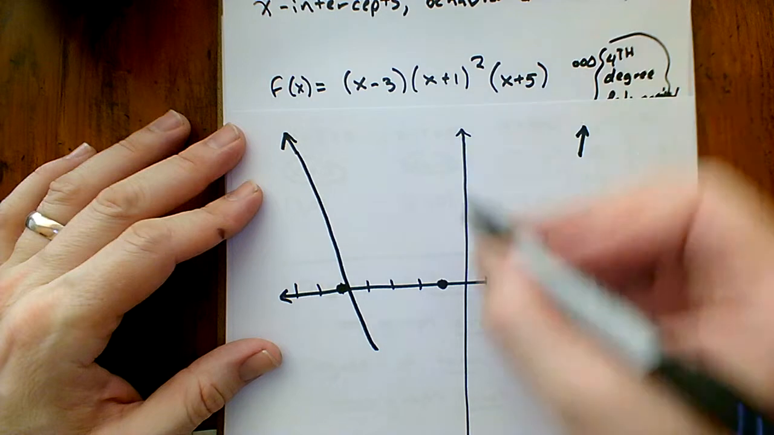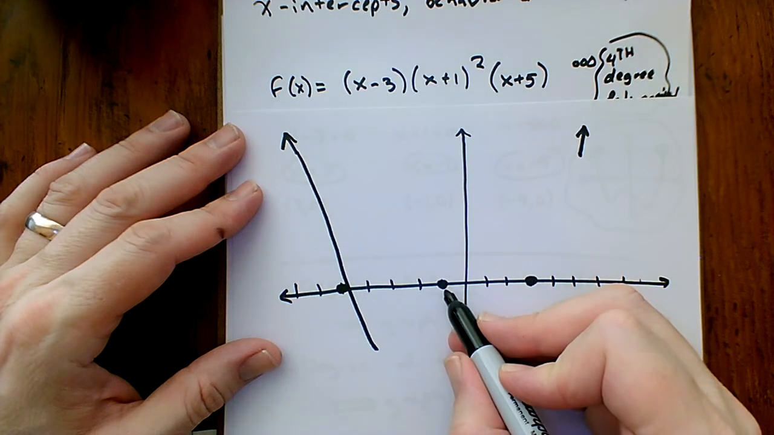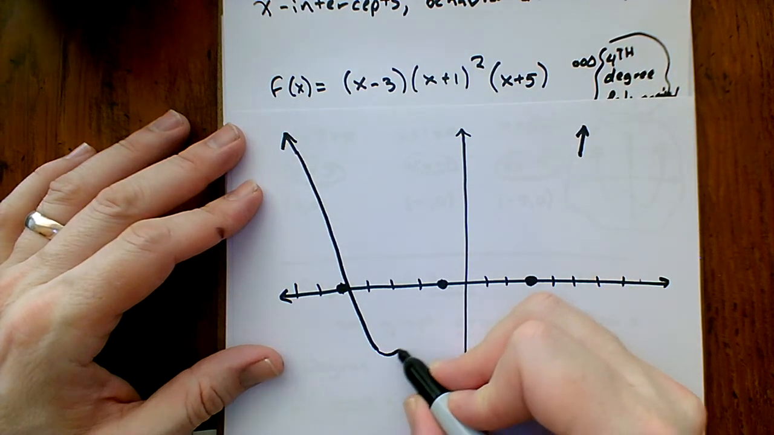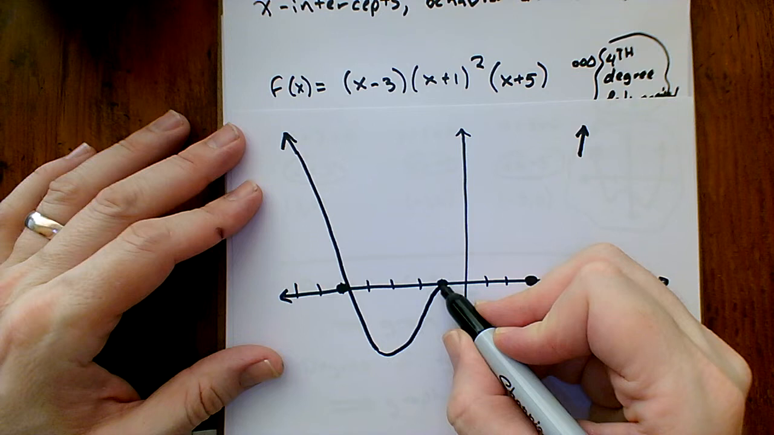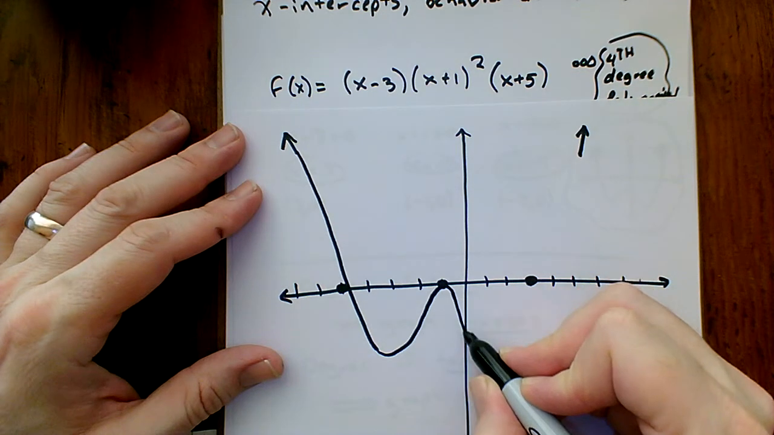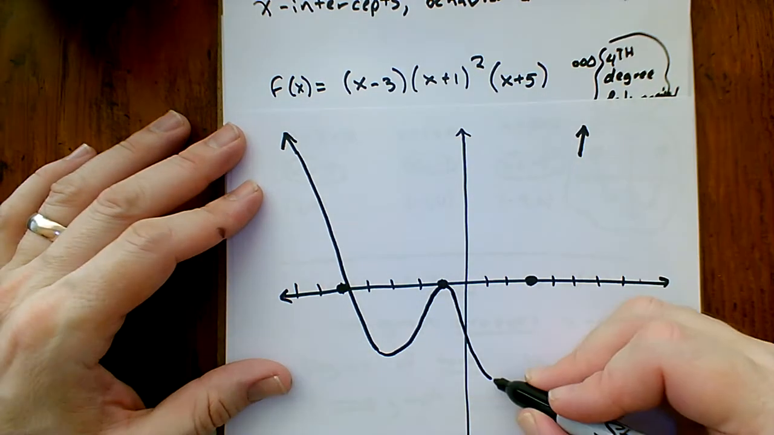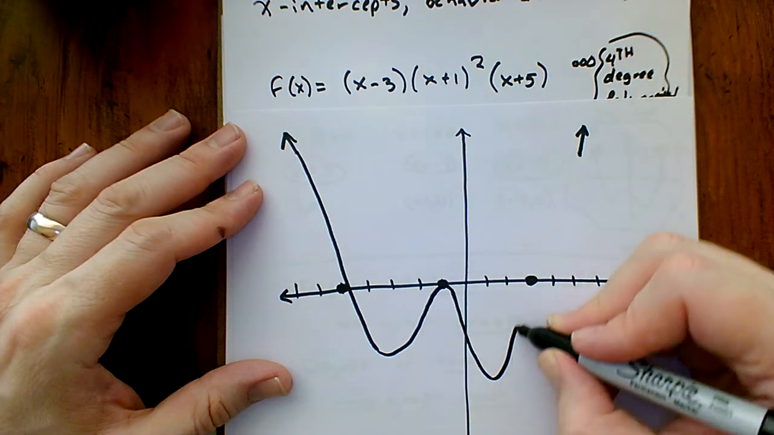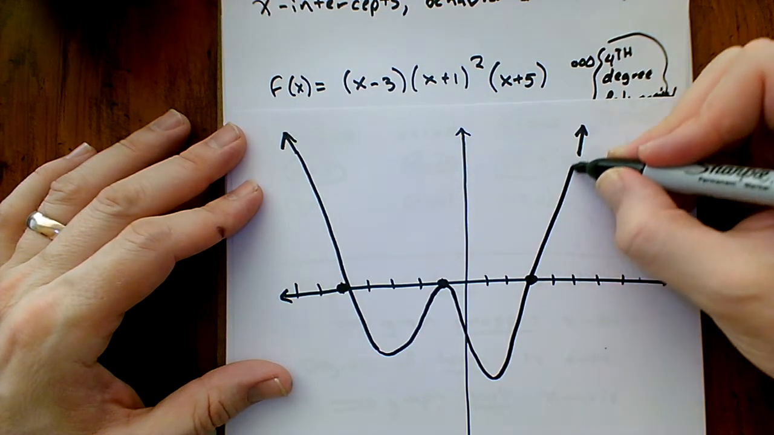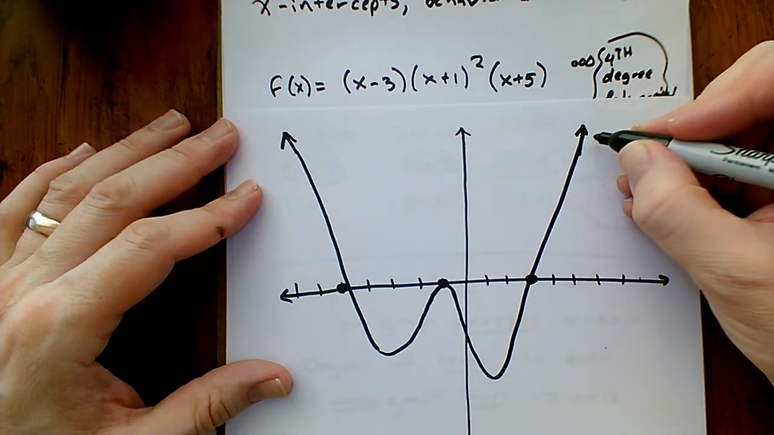The degree at this intercept is even. So it's going to touch the axis. It's going to look a little bit like a parabola at that point. And at this last zero, once again, it's an odd degree, so that's just going to cross the axis.